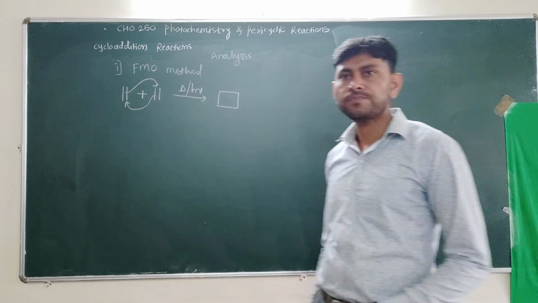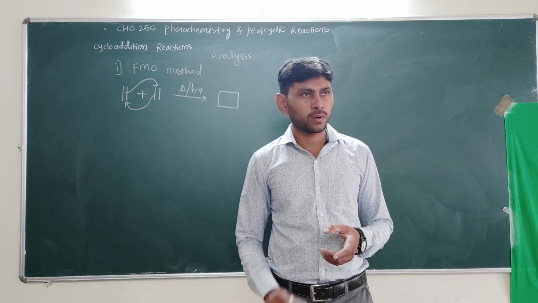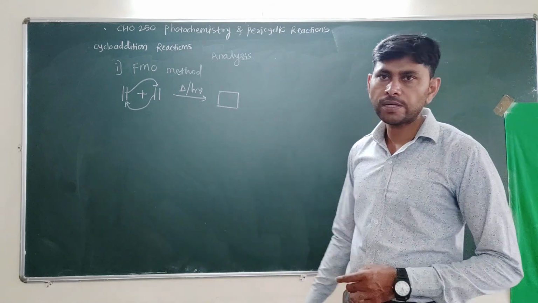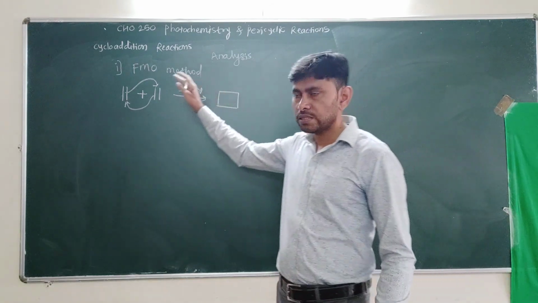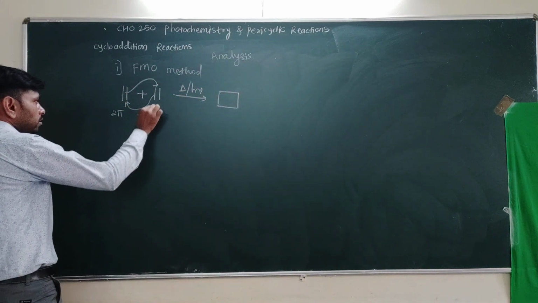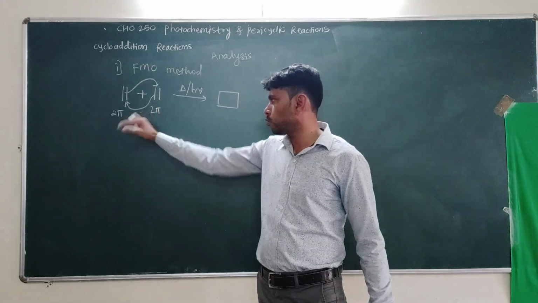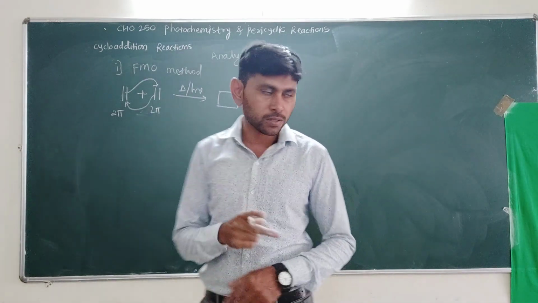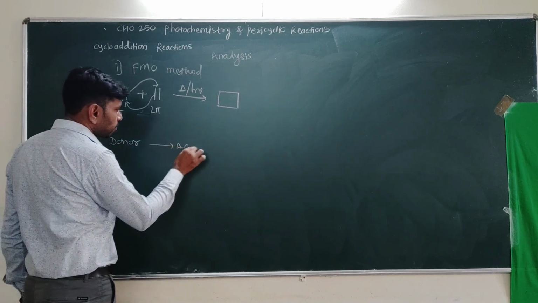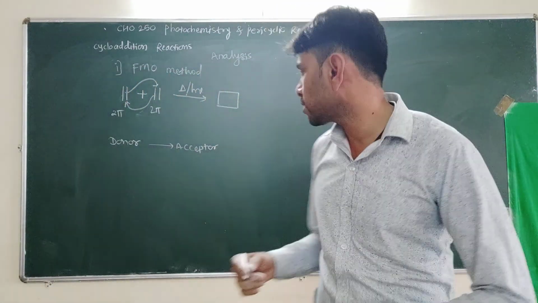In an electrocyclic reaction, only one reactant is there, so we have to identify only the HOMO in the frontier molecular orbital method. But here, in this case, 2 partners are there. This is one 2 pi electron system, and this is another partner, another 2 pi electron system. The reaction occurs only when one is a donor and another is an acceptor.